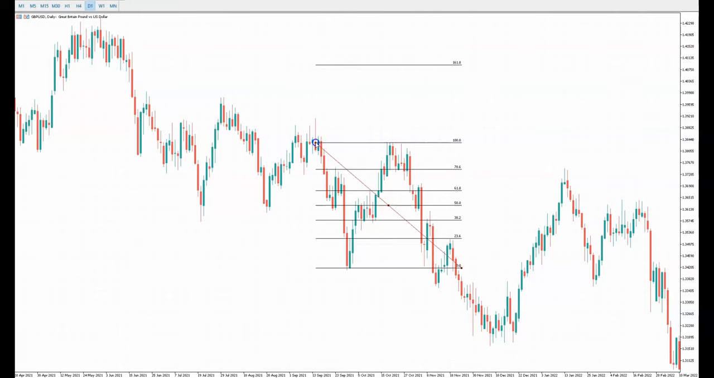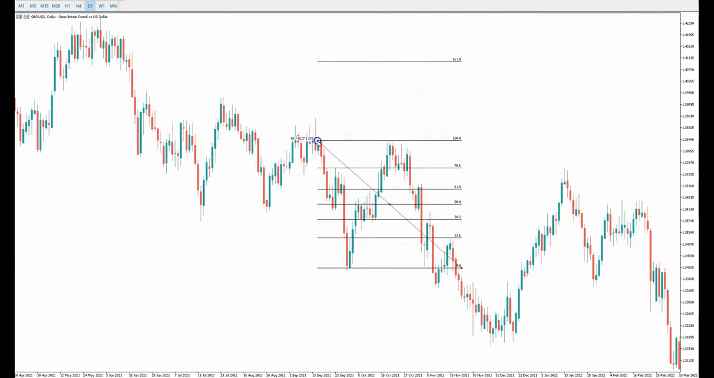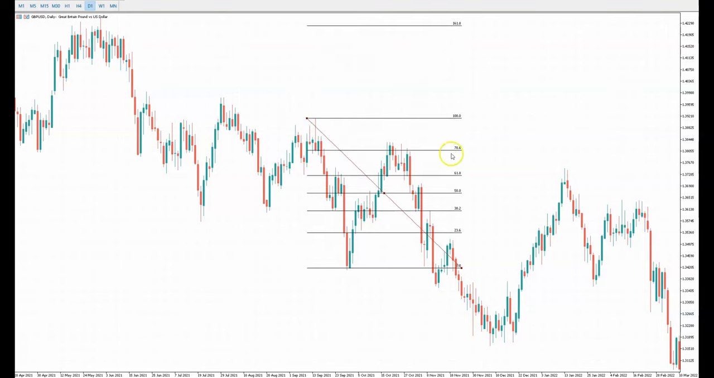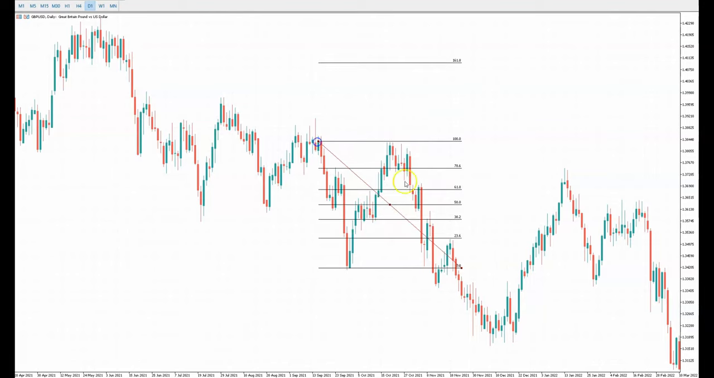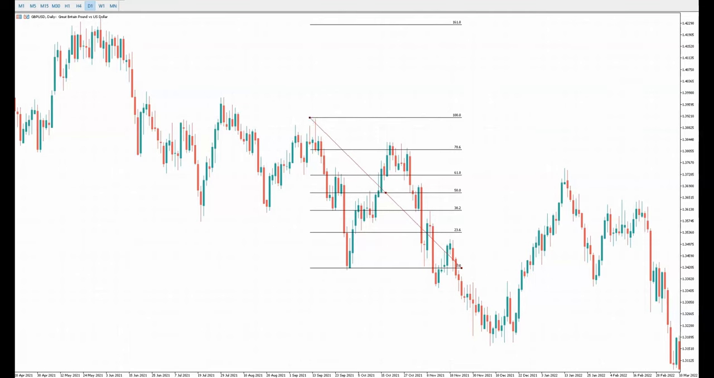Because what you'll see is you'll draw it from here, and let's say your entry is a 78.6, and always it has to be the 78.6 retracement, and you see this bearish candle here on the daily chart. All of a sudden you say, oh well, it's a bearish candle, if I put it here, then technically I have an entry, so I'll just enter.